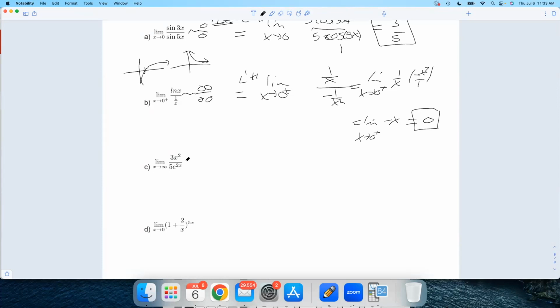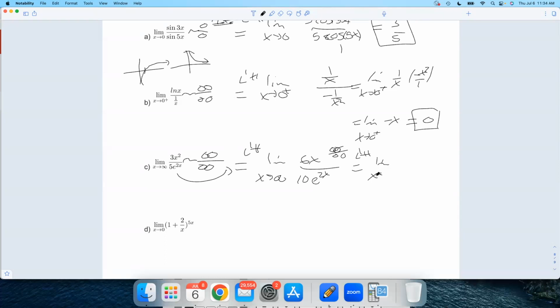Let's check that. Our type here is infinity over infinity. So we apply L'Hopital's rule. So that limit equals limit as x goes to infinity. Take the derivative of the top, 6x. Derivative of the bottom, 10 e to the 2x. That's still infinity over infinity. Top and bottom still both go to infinity. But notice my degree went down. So the top is now prettier looking than it used to be. So we're going to try L'Hopital again.